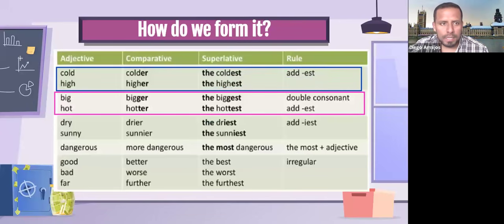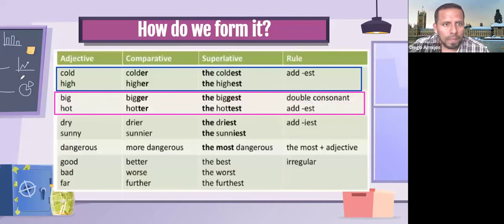We have big, bigger in this case. What is the superlative? The biggest. Hot, the hottest. In this case, the same as explained before, we're going to double the last consonant because consonant, vowel, consonant, okay? So it follows that pattern.